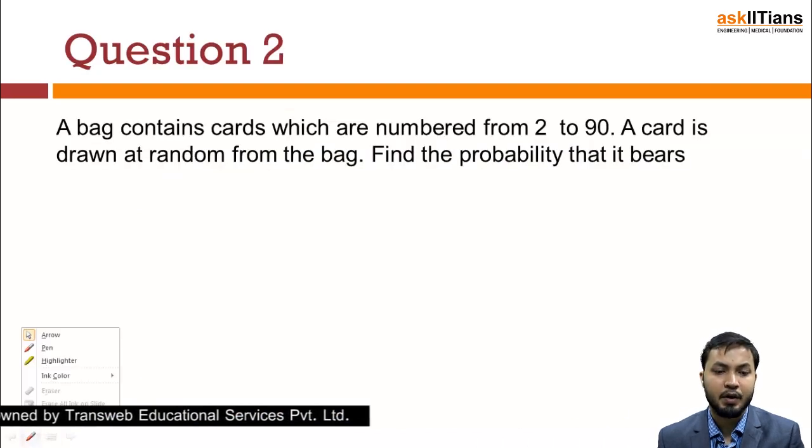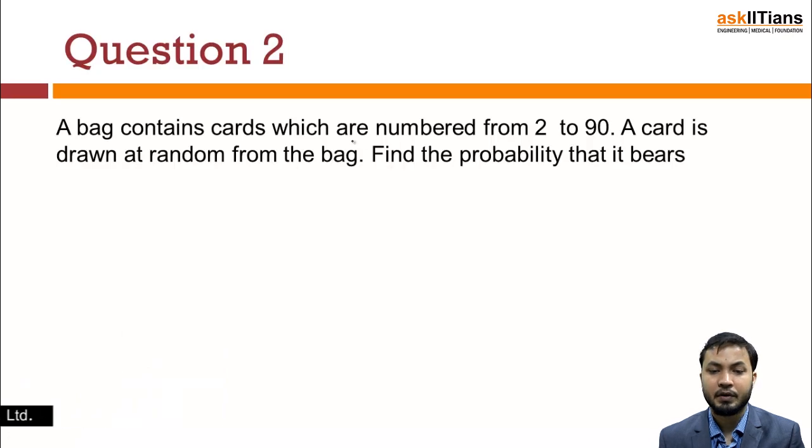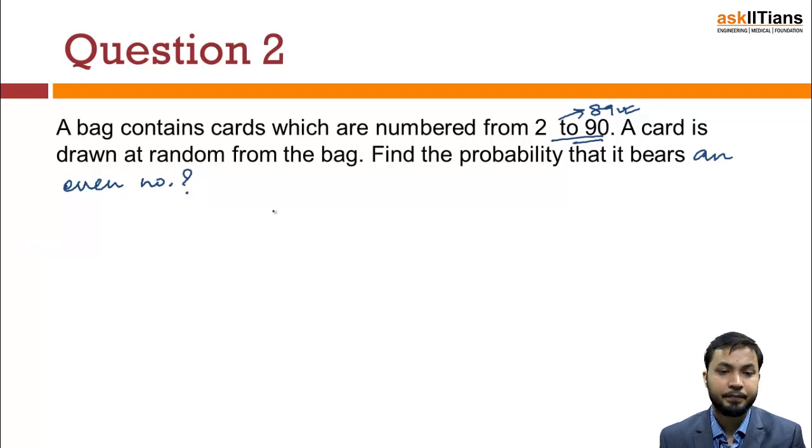Our next question says a bag contains cards which are numbered from 2 to 90. Now see, cards are numbered from 2 to 90. 1 is not there, so the total number of cards is 89. You just need to remember this. A card is drawn at random from the bag. Find the probability that it bears an even number. So this is the question that is there.